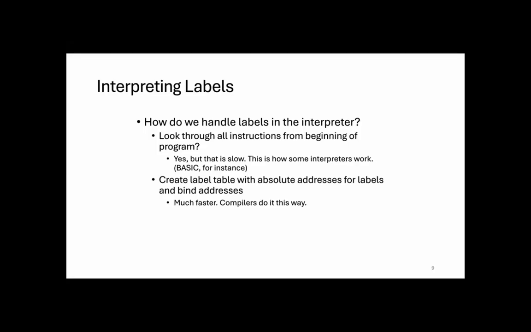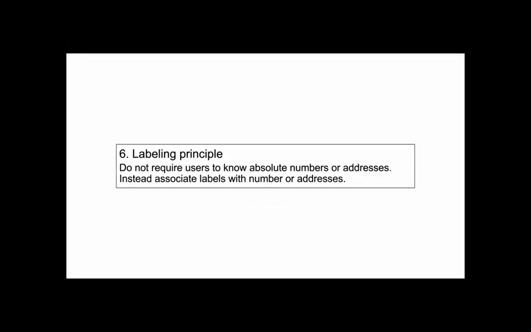You can scan the program all at the beginning, or when you're executing the program and encounter it. Another way is to add it to the table as you're moving through the program. Scanning it all first and collecting it into the table is the way that compilers usually do it. It's much faster and you have everything constructed before the interpreter executes the instructions. And that brings us to the labeling principle, which says do not require the user to know absolute numbers or addresses, and instead associate labels with numbers or addresses.